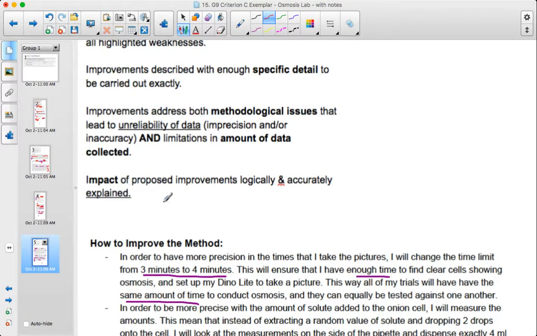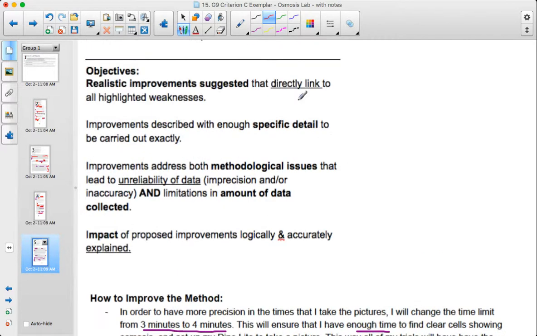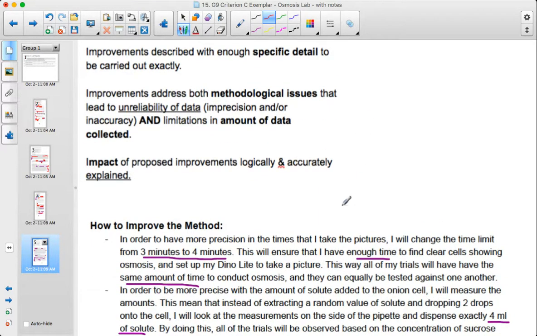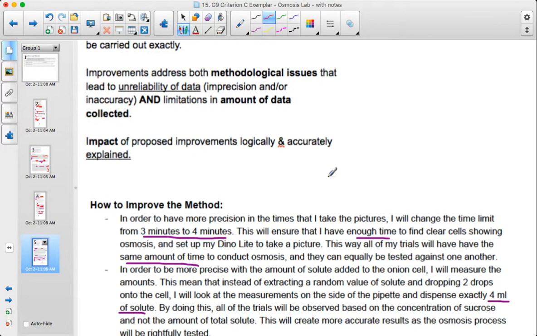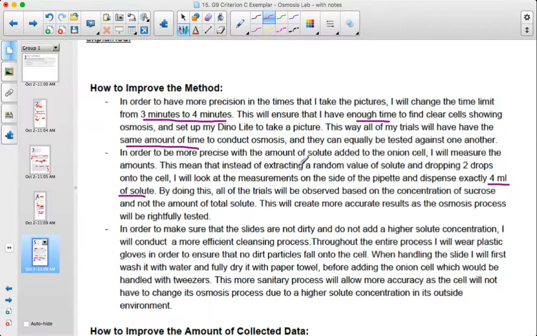And the impact of these proposed improvements is logically and accurately explained. This is one that people often miss. They often suggest improvements, but don't really get into why that improvement would help or how that's going to help the data. So try not to skip over that because it will prevent you from reaching the highest levels of achievement.